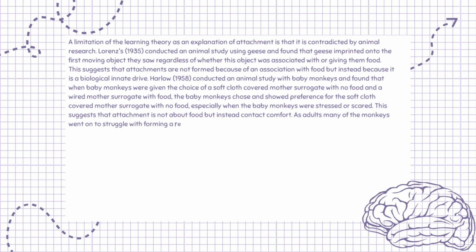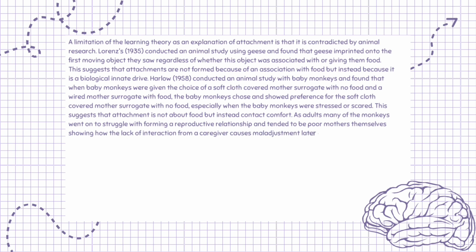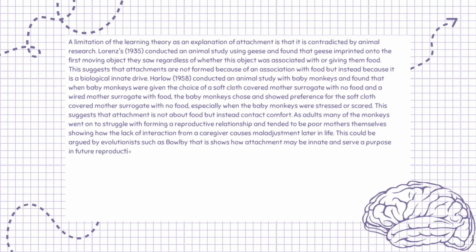As adults, many of the monkeys went on to struggle with forming a reproductive relationship and tended to be poor mothers themselves, showing how the lack of interaction from a caregiver causes maladjustment later in life. This could be argued by evolutionists such as Bowlby to show how attachment may be innate and serve a purpose in future reproduction and relationships and not just a learned response.